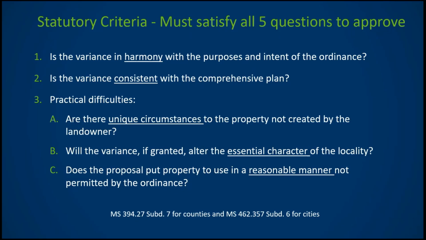Here up on the screen, we've got the 5 statutory criteria posed as questions. The last 3 criteria on the screen are called the practical difficulties test. This criteria is the same for cities as it is for counties. The law states that to approve the variance, all criteria must be satisfied. So if any of the 5 are not met, the variance cannot be approved. The decision quality by a board of adjustment is largely determined by how well they answer these 5 questions. And for the purposes of this training and the example that we go over, we're going to focus on the last 3, the practical difficulties test.